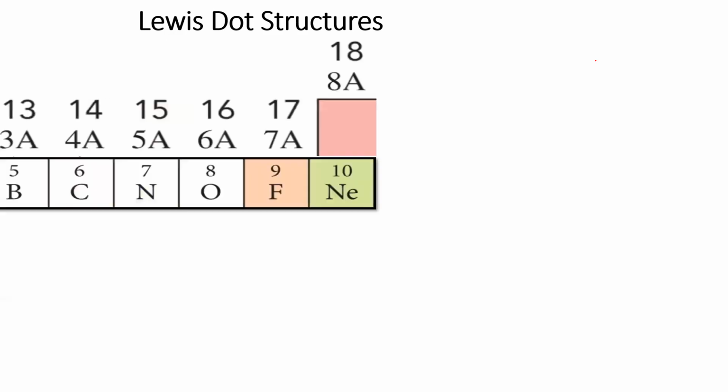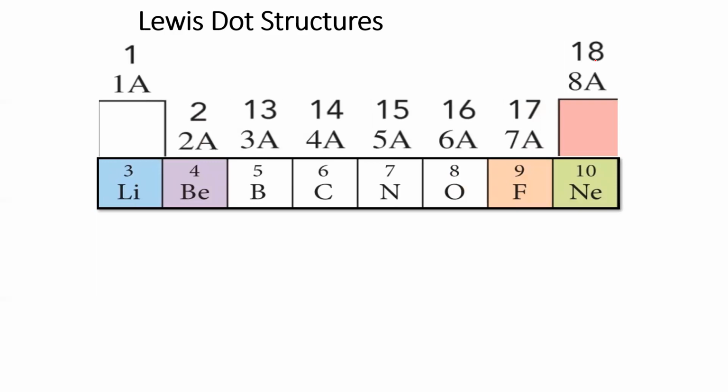So if it has a principal quantum number of 3 or beyond, and it's typically found in the non-metal region, what can happen? So basically, this is bonding patterns for expanded octets.